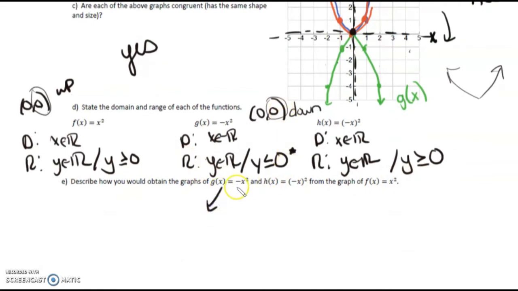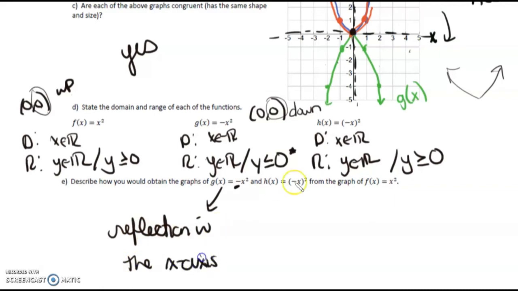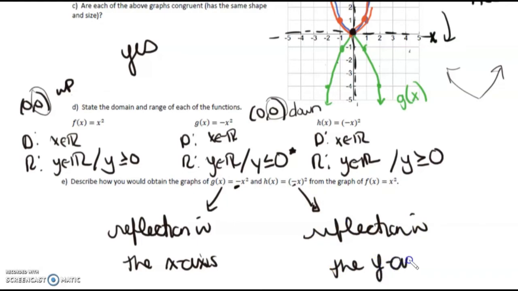So when the negative sign is out front of the function, this is a reflection in the x-axis. And when the negative is right inside of the bracket with the x, this is a reflection in the y-axis.